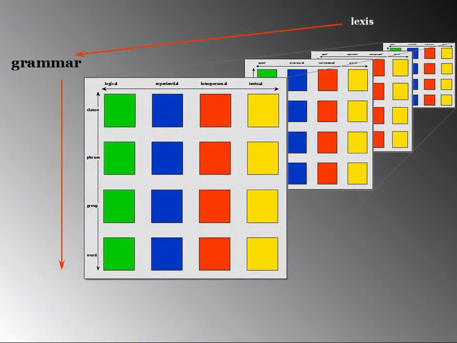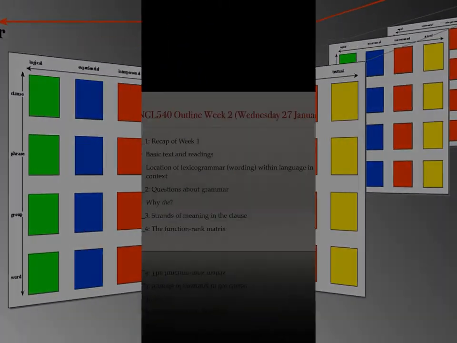This week I will explain the cover image I use for each week, the function rank matrix. So you will see how that is a very good map of the overall resources of the grammar or lexicogrammar of a language as precisely a resource for constructing meanings as wordings. But we'll come back to that.